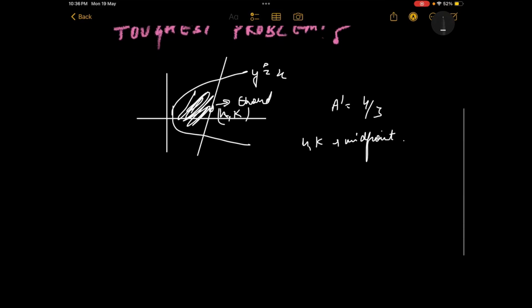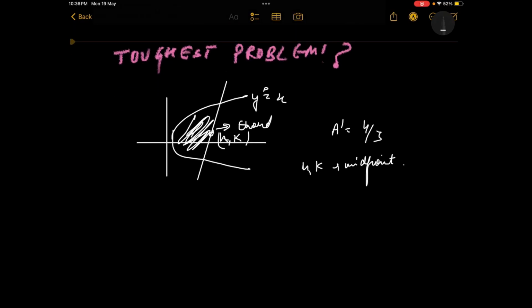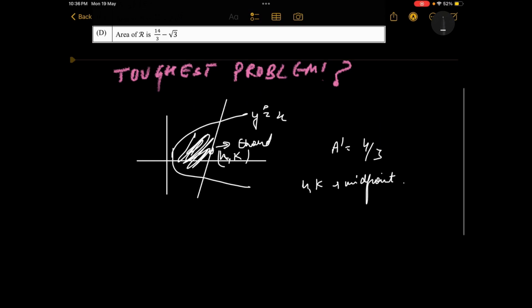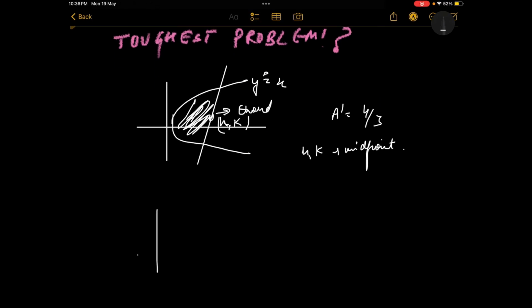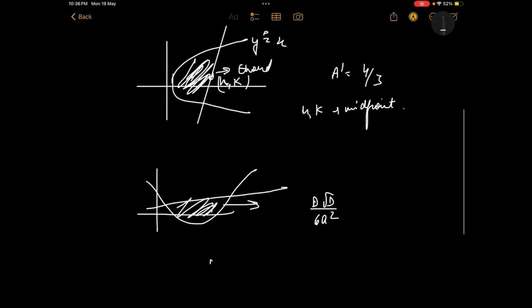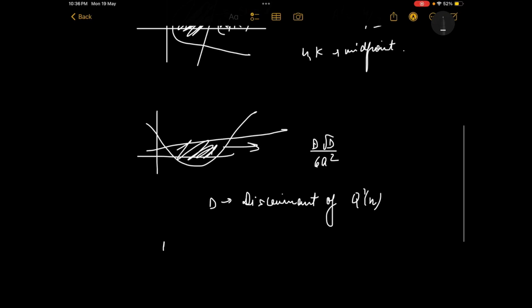As you have learned from the previous video, for any quadratic and linear, the area is basically D root D over 6a squared, where D is the discriminant of q'(x), where q'(x) is nothing but q(x) minus l(x).